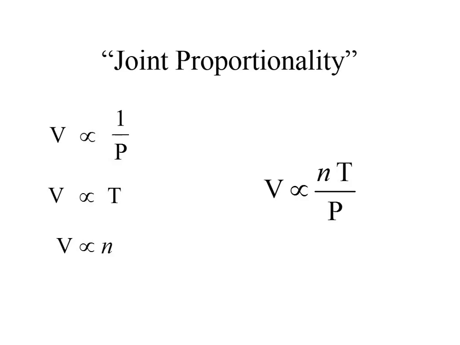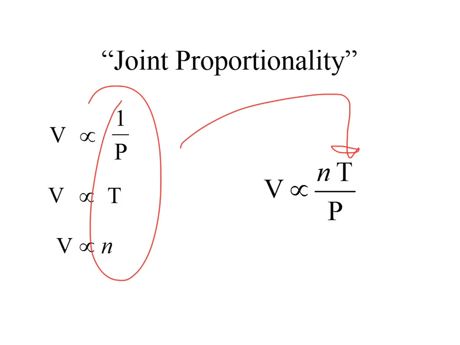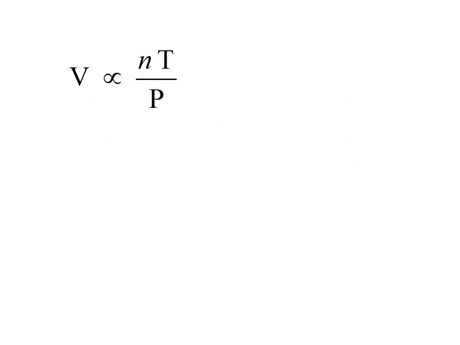We could say volume is proportional to number of moles times the temperature divided by the pressure. So all I've done is basically combine these. All of these ended up right there. Well, you know what we can do if we want to get rid of our proportionality symbol. We can replace it with an equal sign, which is what we're going to do, as long as we introduce a constant. And that's exactly what comes next.